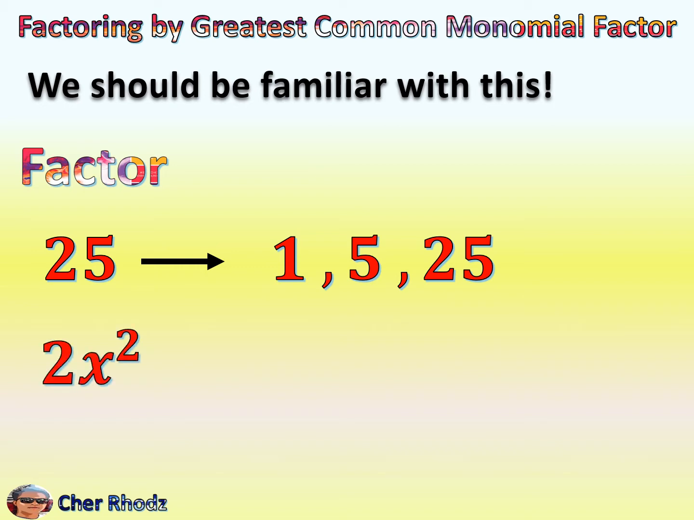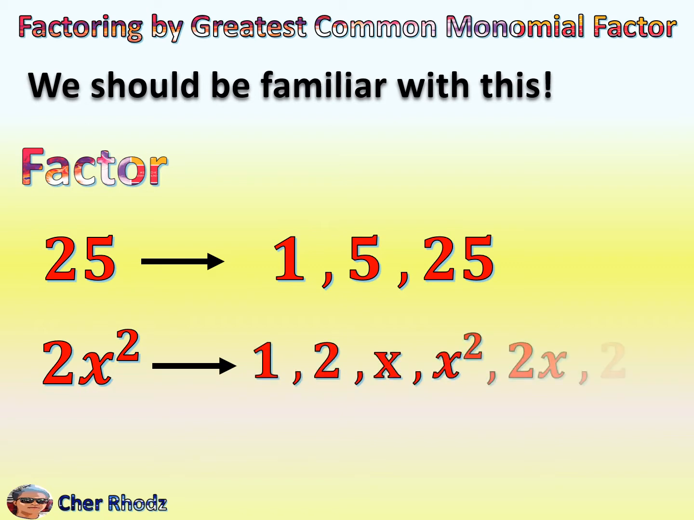Let's have 2x squared. What are the numbers or expressions that divide 2x squared evenly? They are 1, 2, x, x squared, 2x, and 2x squared. These divide the given expression evenly, and when I say evenly, it will not yield any remainder. Therefore, these are the factors of 2x squared.